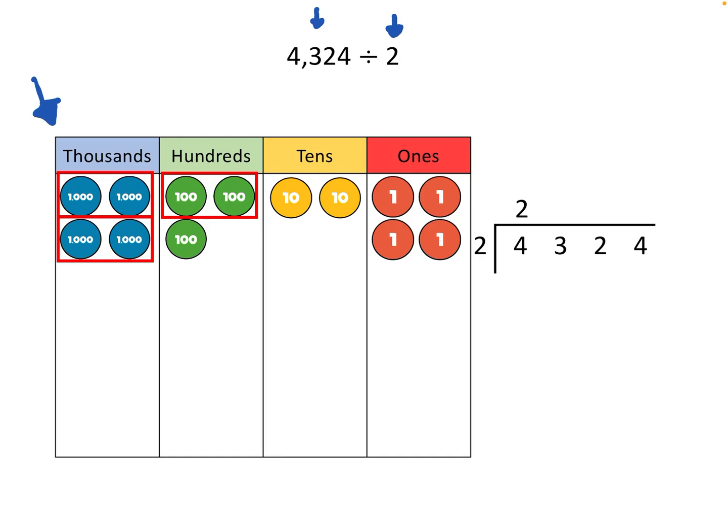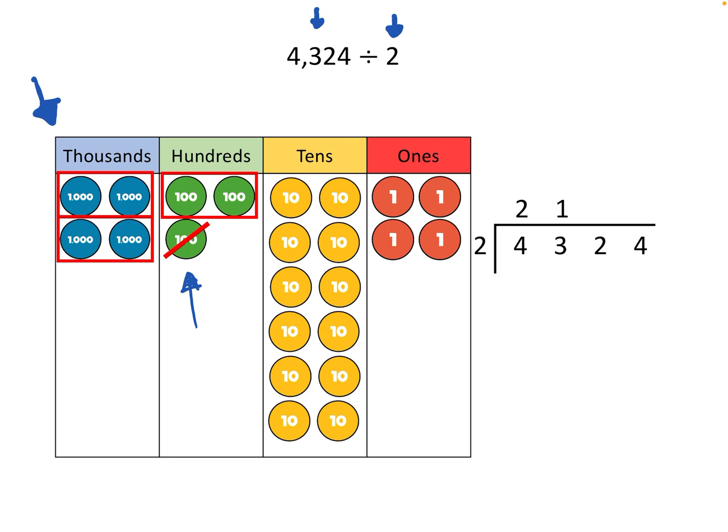So we have a look. How many groups of 2? We've got 1 group of 2. So that 1 goes there. But we cannot forget this. We cannot forget it. What can we do? Well done if you thought about exchanging. We can exchange that 100 for how many tens? 10 tens. Well done. Right, now we've got 2 even columns, so we can easily do how many?